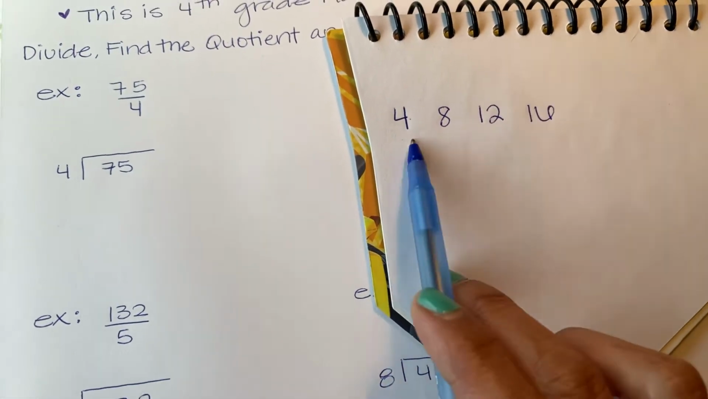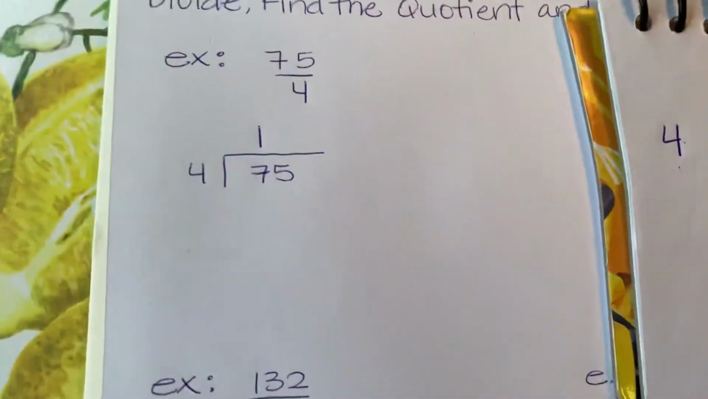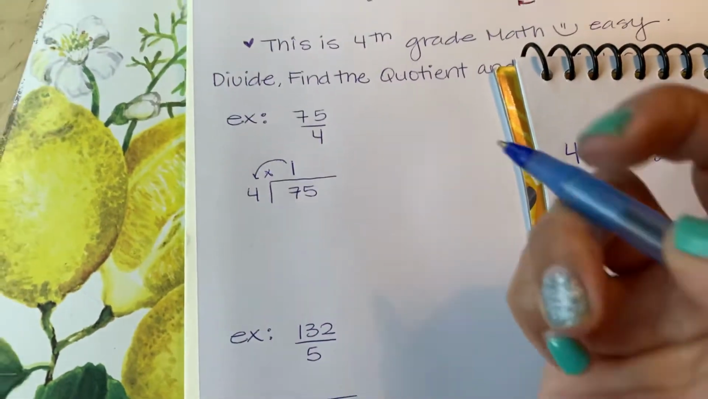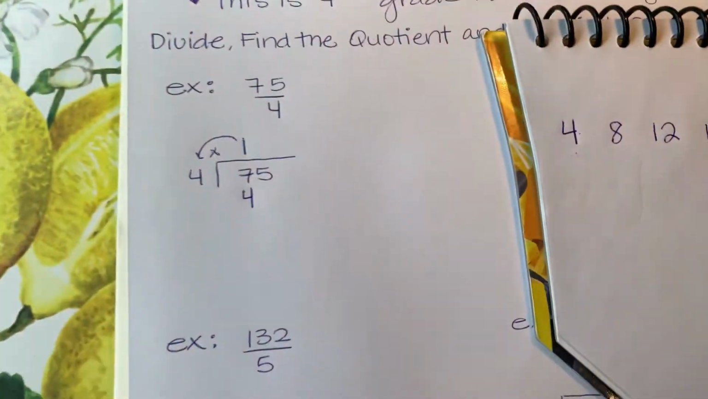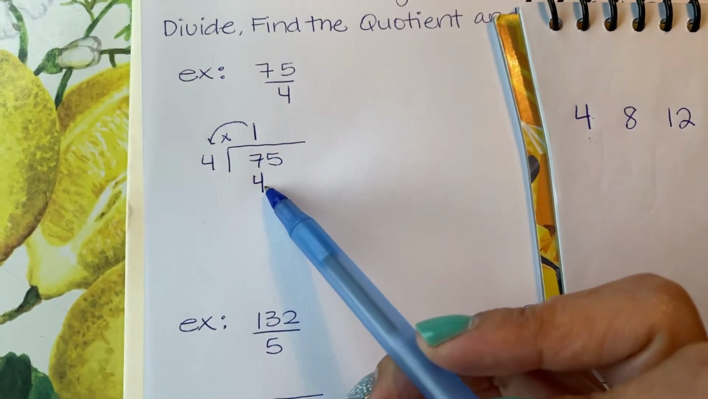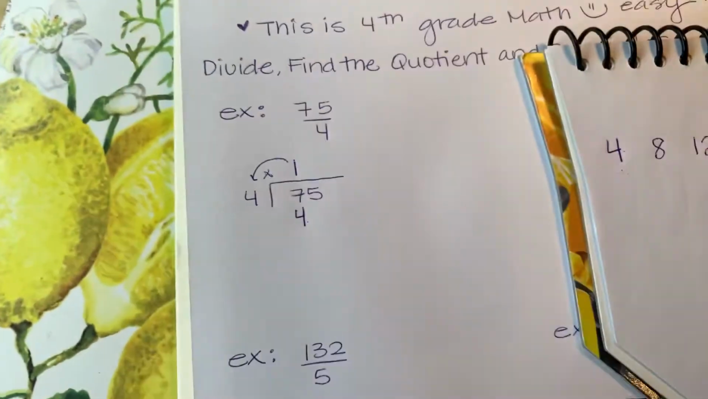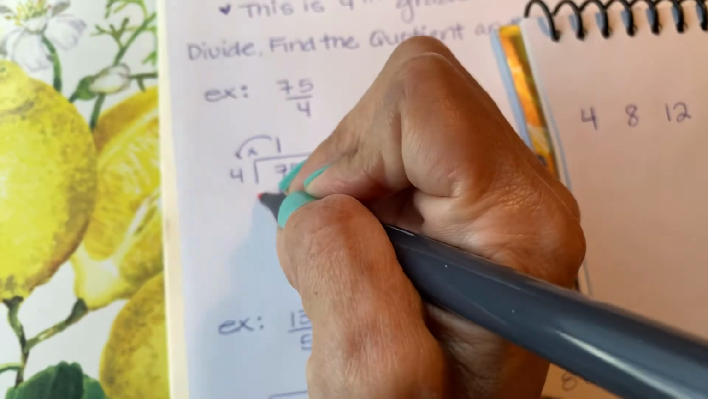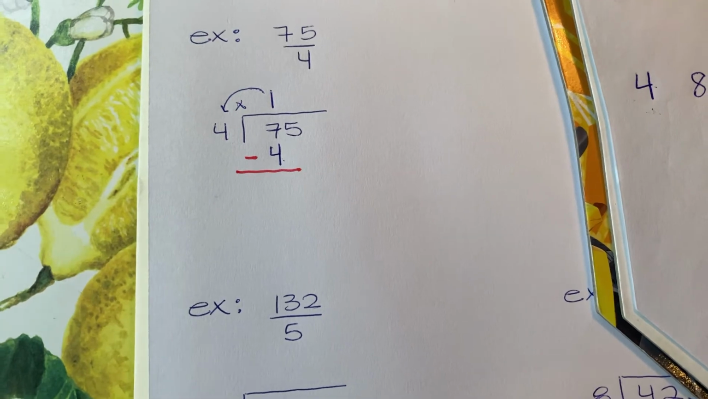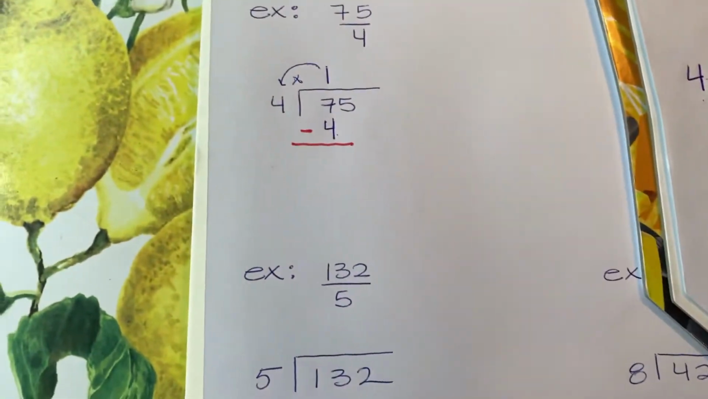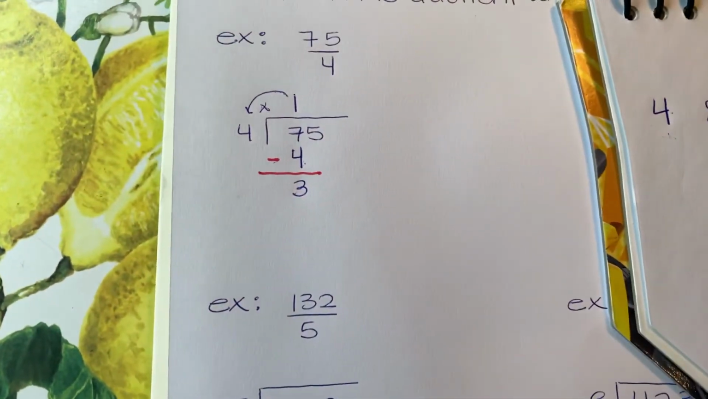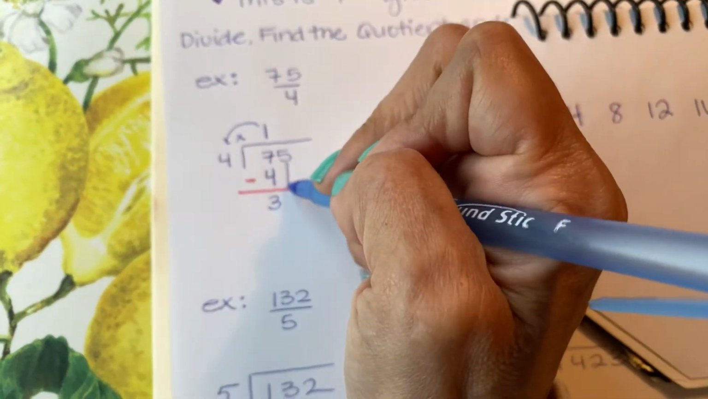So 4 is 1 times 4. You multiply here, 1 times 4 is 4, and that's where you line it up vertically downward. Now, 4 is a positive. However, when you solve long division, you subtract vertically down. So what is 7 take away 4? 3. Okay, I'm not done yet. Now I bring down the 5.